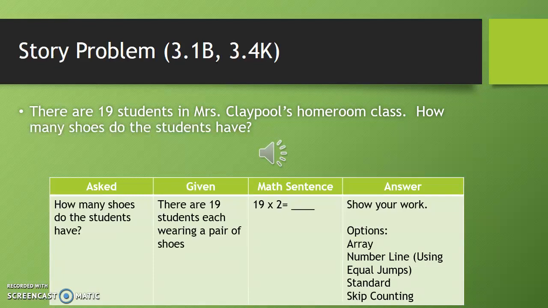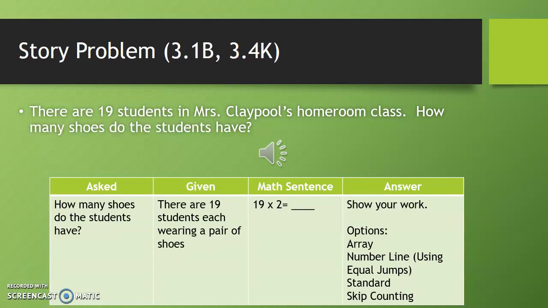Okay, so let's look at that math sentence. We know that there are 19 students times 2 pairs of shoes for each student. If you get stuck in any problem with multiplication, please remember that when you switch them, you're still going to get the same answer. So 19 times 2, you could also think of it as 2 times 19 if you're only thinking about the math part and how to find the answer. So if you needed to do that, you could just show that you switched it around and that you did 2 times 19.